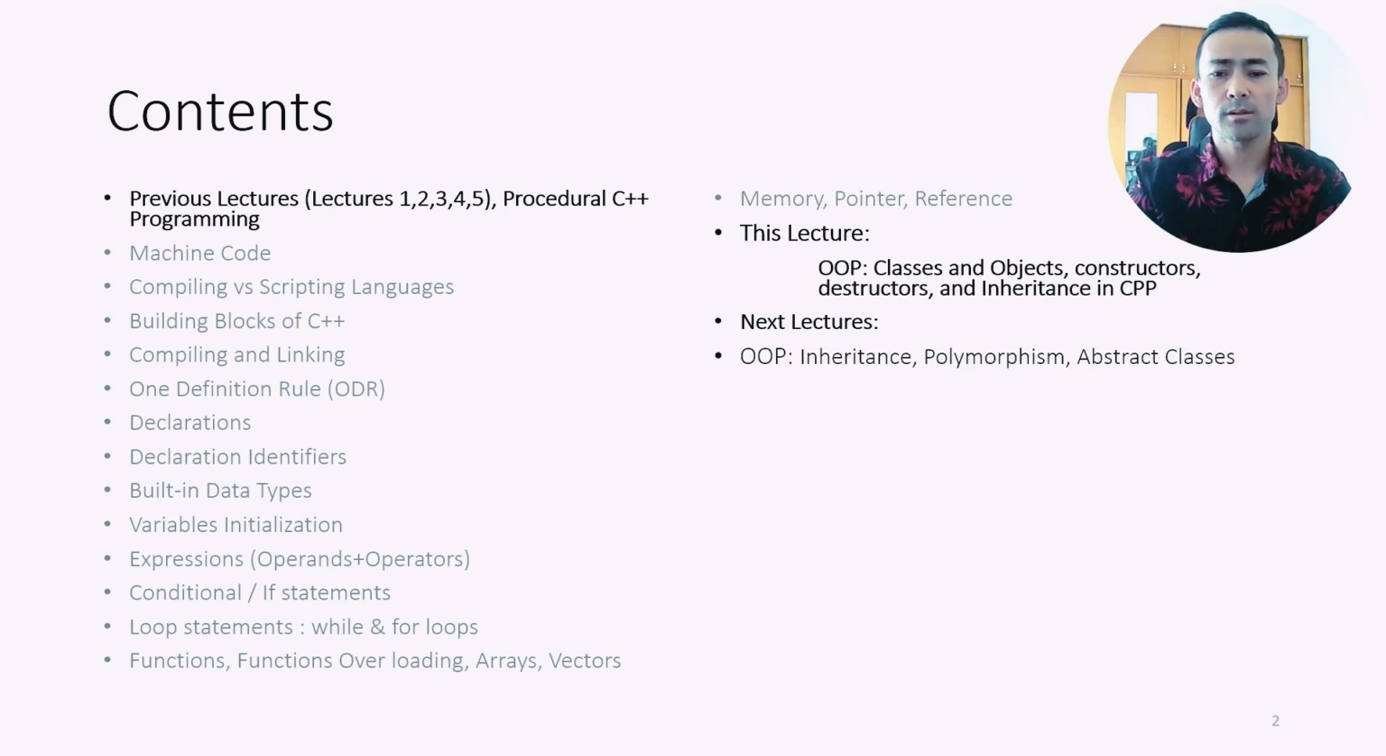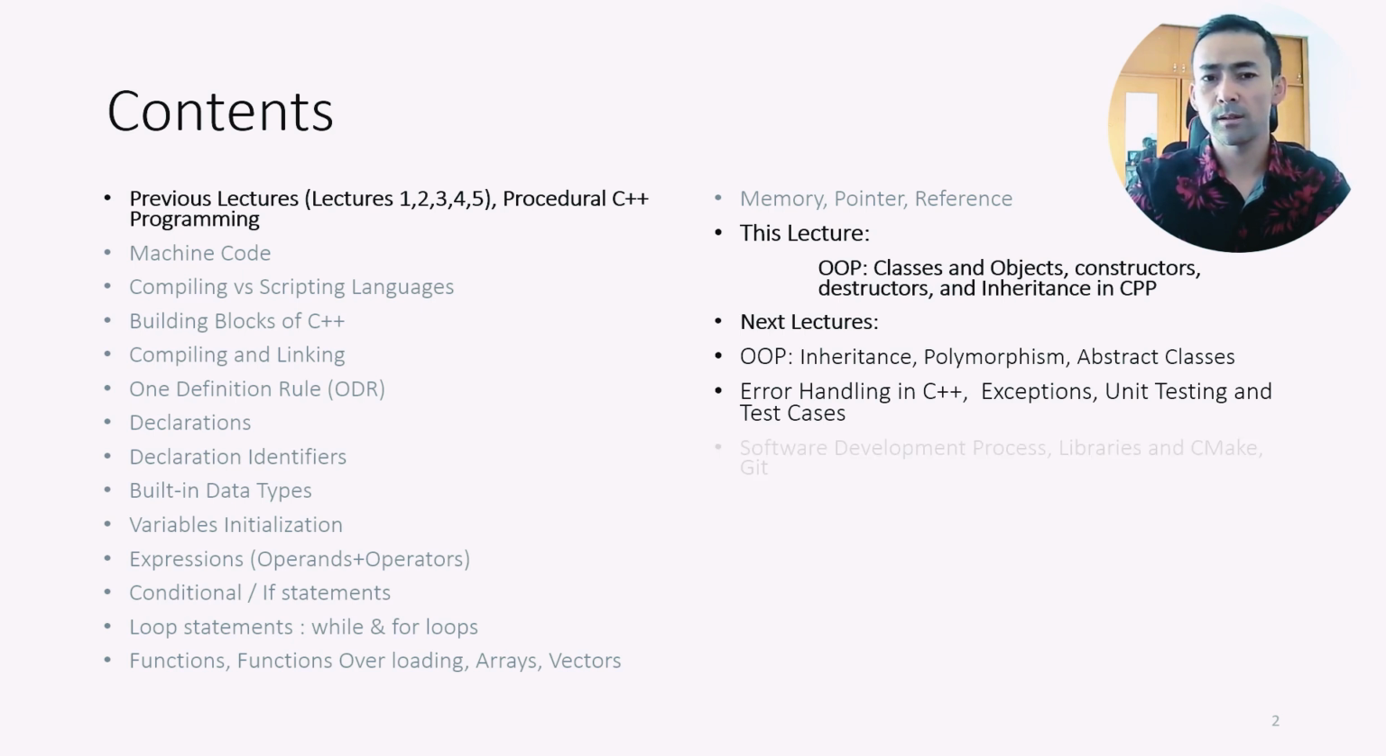In the next lectures, we are going to talk about polymorphism and abstract classes. We'll talk about error handling in C++, exceptions, how we test a unit of code, and their test cases. We are also going to talk about the software development process, mainly how to develop libraries using CMake, and how we write code using Git and GitHub.